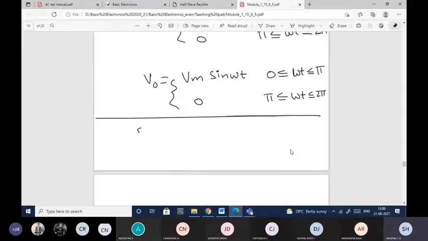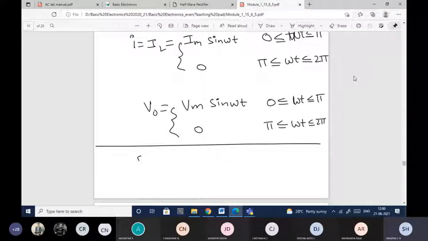So this is what we have seen in the last class. Here we have analyzed the circuit.